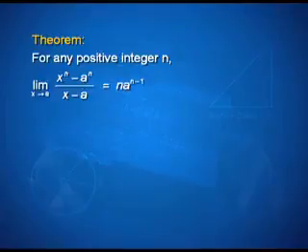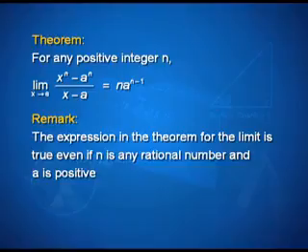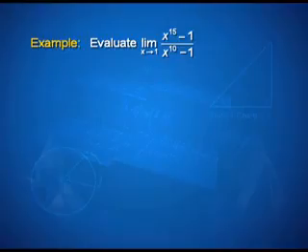Now, let us look into an important theorem. For any positive integer n, limit of x to the power n minus a to the power n upon x minus a as x tends to a can be written as n into a to the power n minus 1. Here an important remark: the expression in the theorem for the limit is true even if n is any rational number and a is positive. Now, let us solve an example using this theorem.